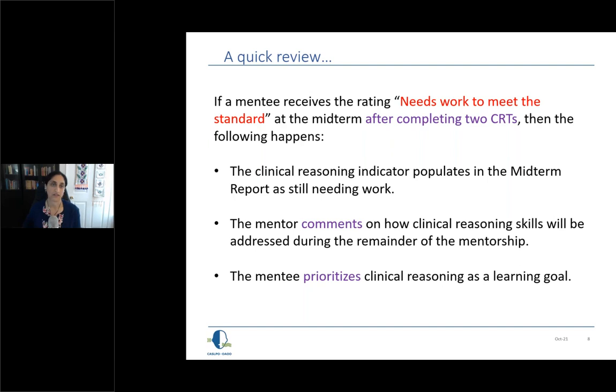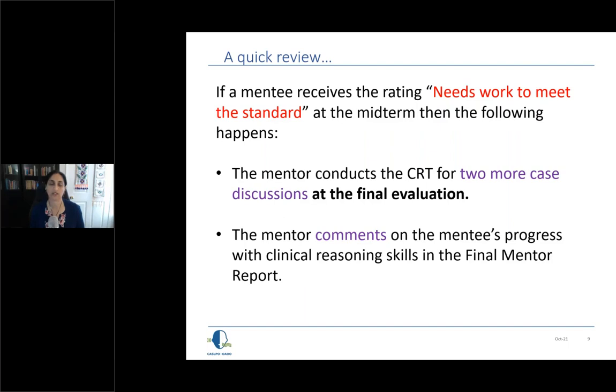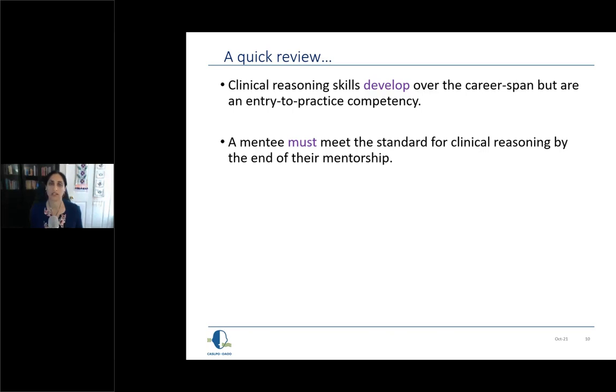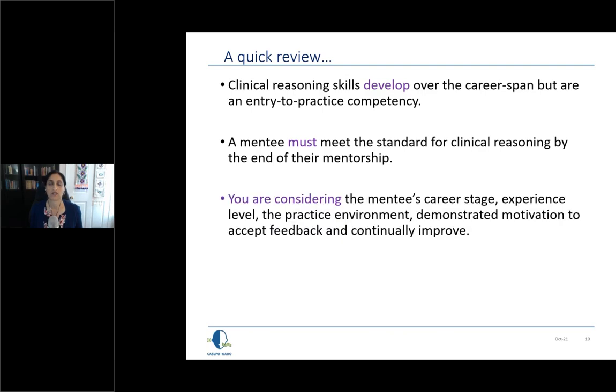Again, if the mentee receives that rating of needs work to meet the standard for clinical reasoning, then mentors are conducting the clinical reasoning tool for 2 more case discussions at the final evaluation, and then commenting on the mentee's progress with clinical reasoning in the final report. So we know that clinical reasoning skills develop over the career span, but they are an important entry to practice competency. So a mentee must meet the standard for clinical reasoning by the end of the mentorship period.